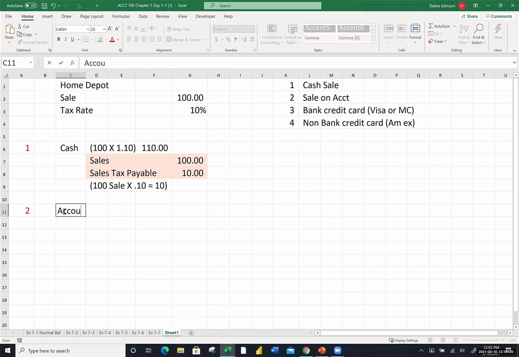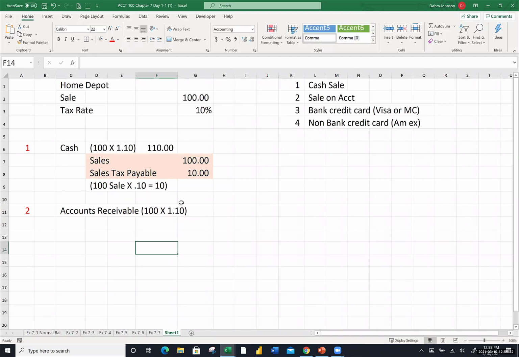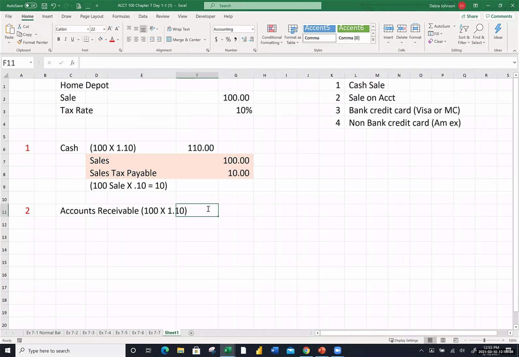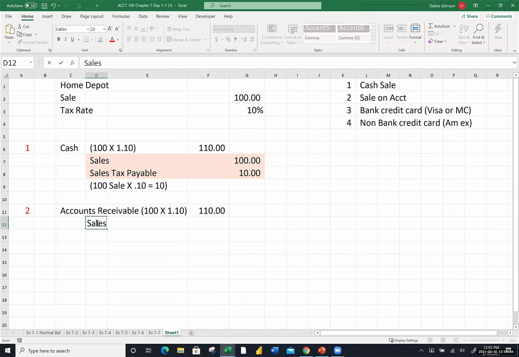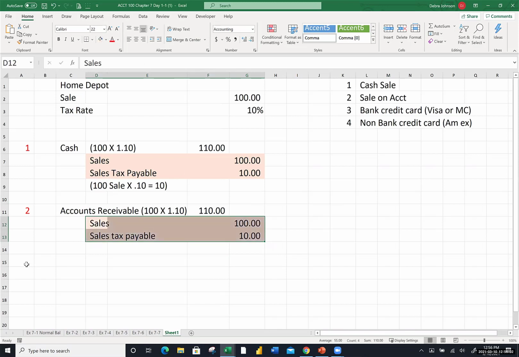Okay, well, the debit is going to be to accounts receivable for how much? For the sale times 1.10. Okay, so that's 110 again. Let me make this a little bit bigger so it shows up. And the credits are not changing. We're still selling $100 worth of merchandise. So the sales amount is 100, and the sales tax payable is still 10%. That's not changing either. So again, credits aren't changing, only the form of payment is changing.